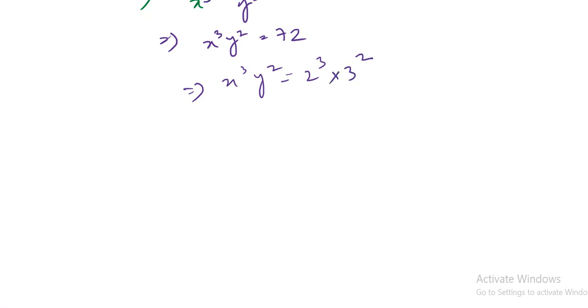If we compare, x cube means 2 cube, so the value of x will be 2, and y square equals 3 square, so the value of y will be 3. So x equals 2 and y equals 3.